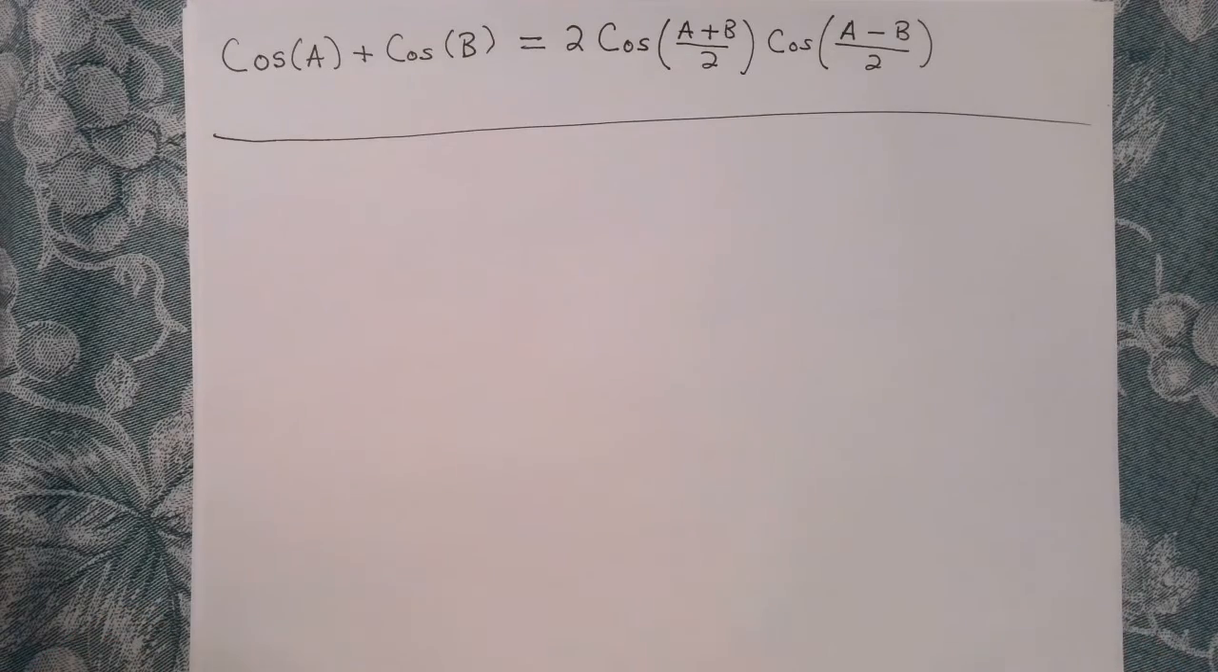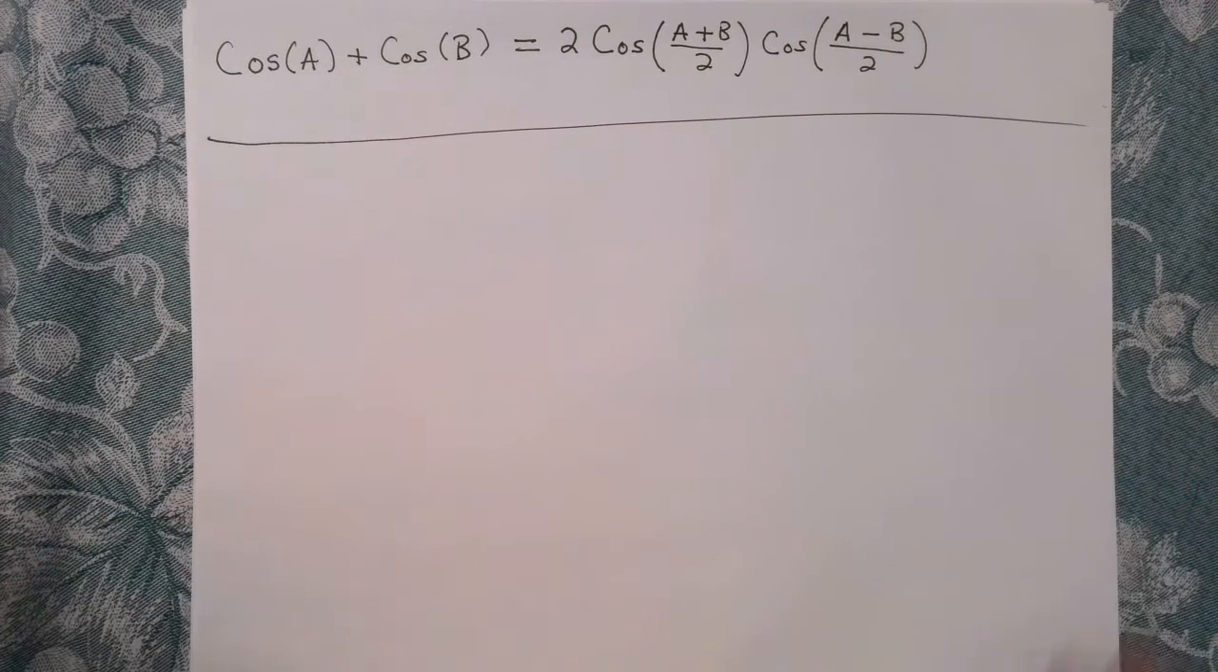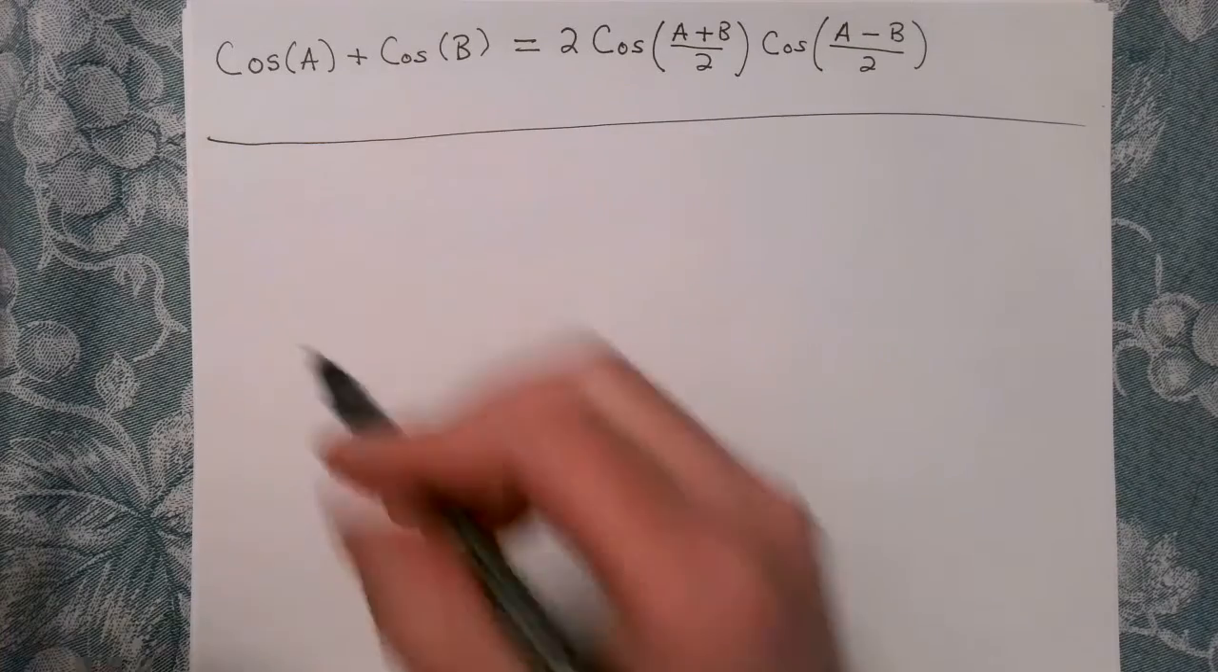So for today, we've got the cosine of a plus the cosine of b is equal to 2 times the cosine of (a plus b)/2 times the cosine of (a minus b)/2. Okay, so how do we tackle this? I'm going to work with the left side and show that it's equal to the right side. And so let's take a look.